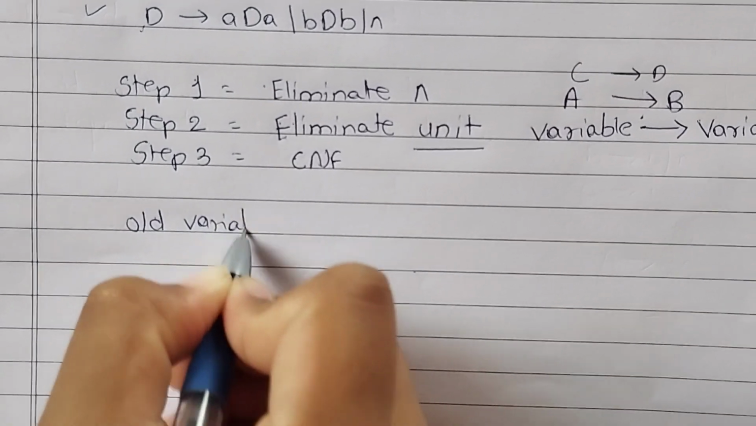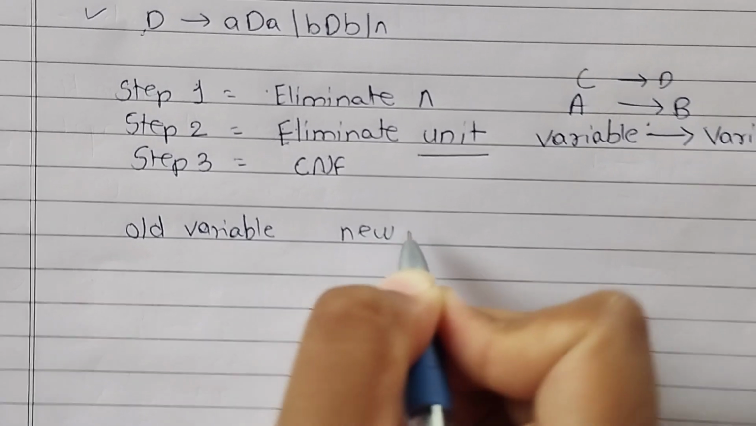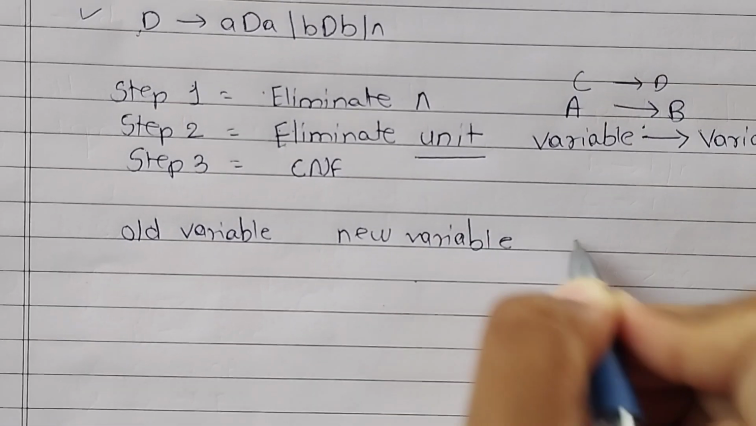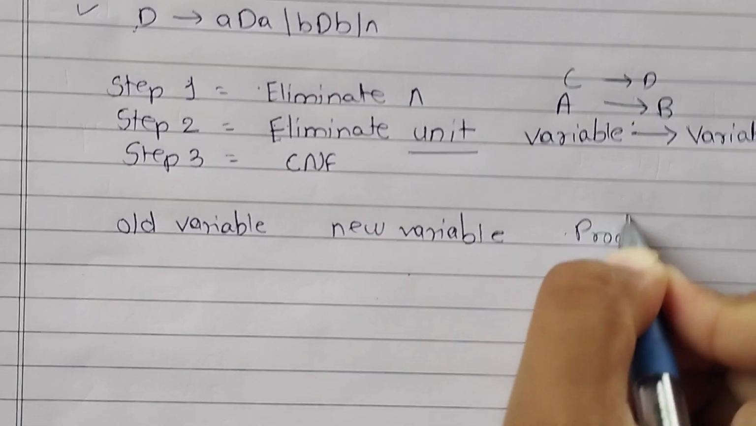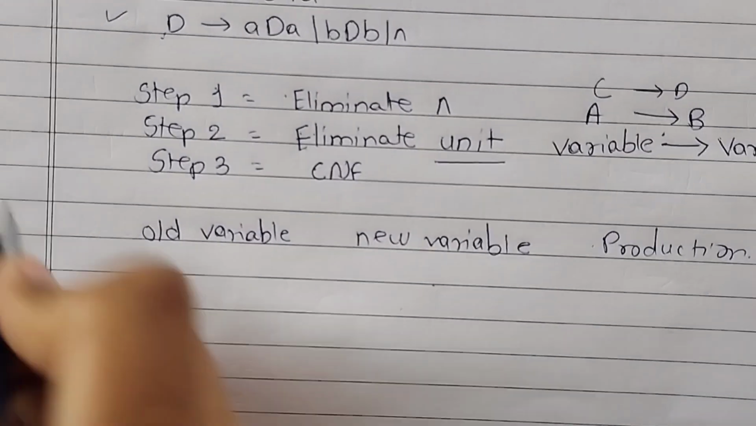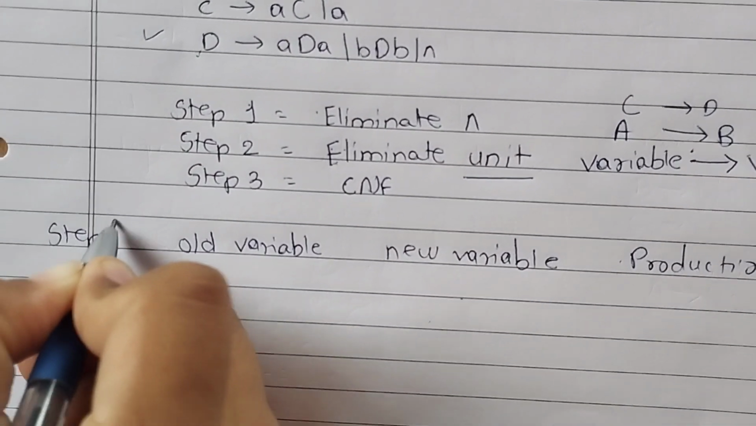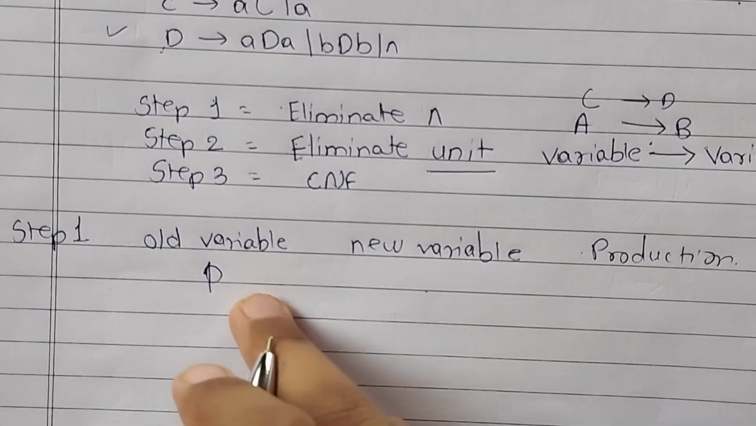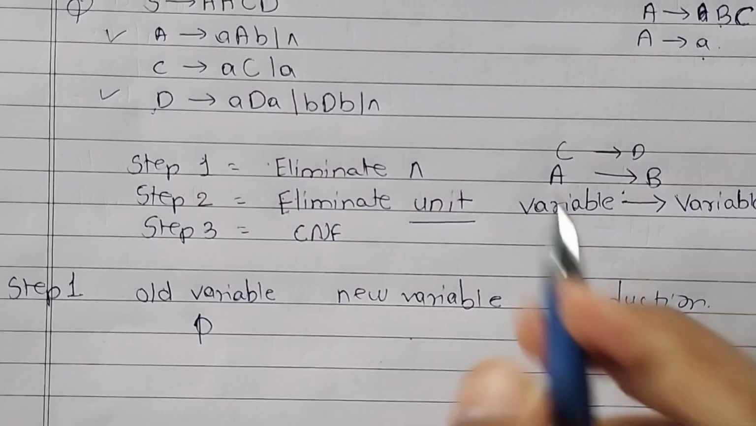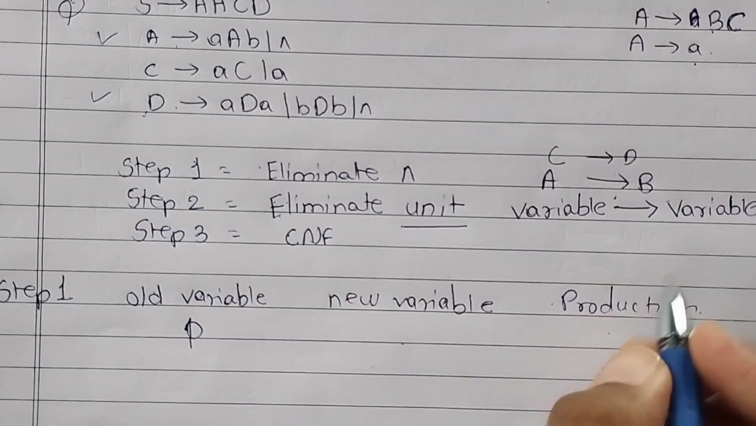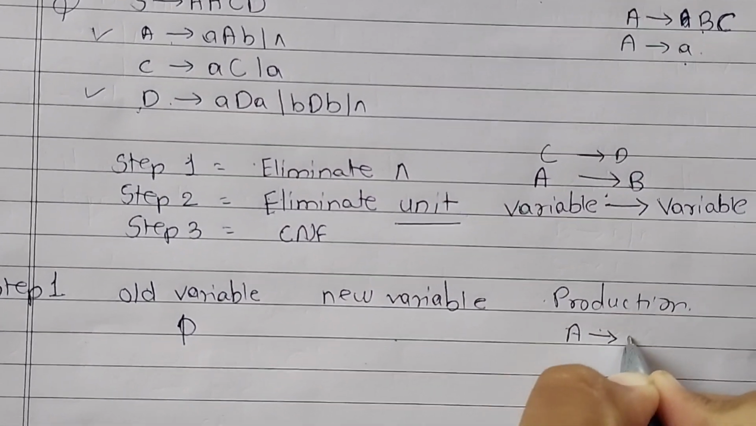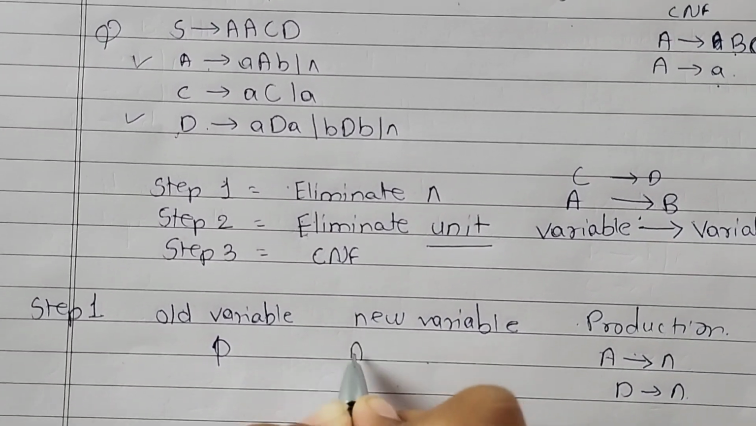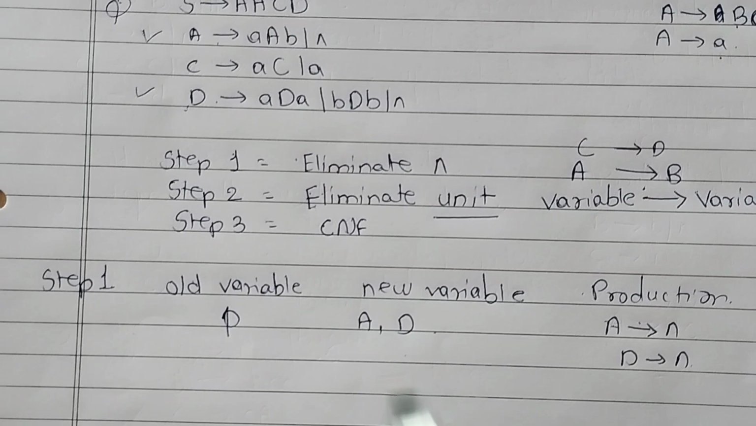So old variable, new variable, and production. This is step number 1. So initially our old variable is null. So the productions A and D produce a null value. So A produces null and D produces null. So the new variable is A comma D.